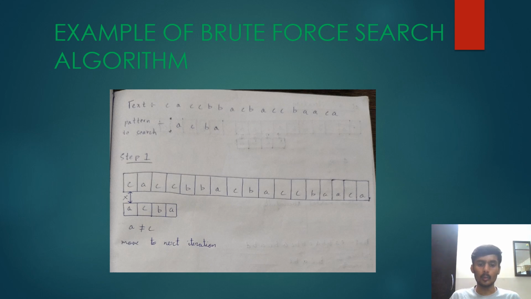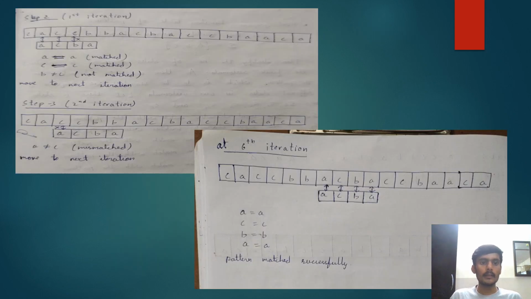So it is not matching at the first, so move to the next iteration. It is step 1. Now let's go to step 2. In step 2, A matches with A and C matches with C, and B does not match with C. So move to the next iteration.